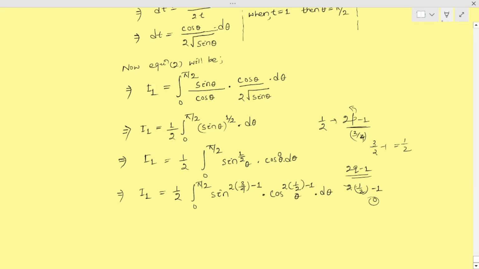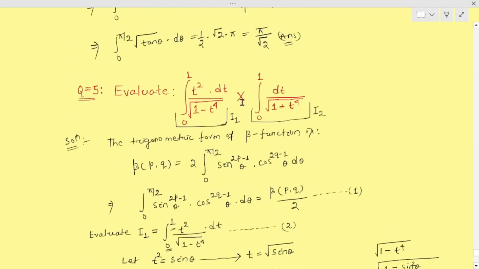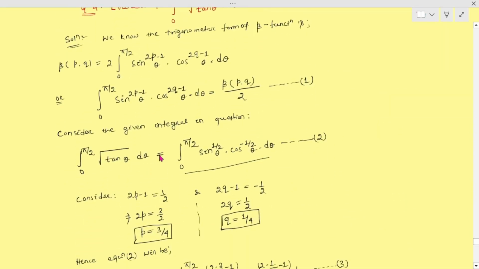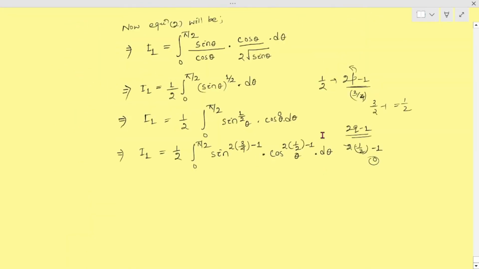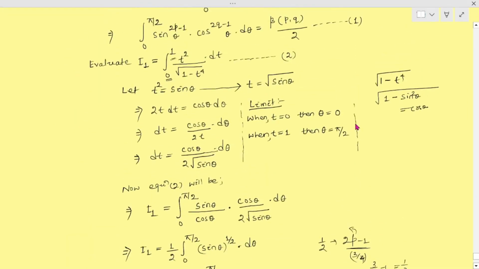Here I directly wrote these things, p value and q value, but in our previous question, you may remember, I evaluated that one like this. You can evaluate or you can write directly, no problem. Okay, so here we found this one. Let this be your equation number 3.